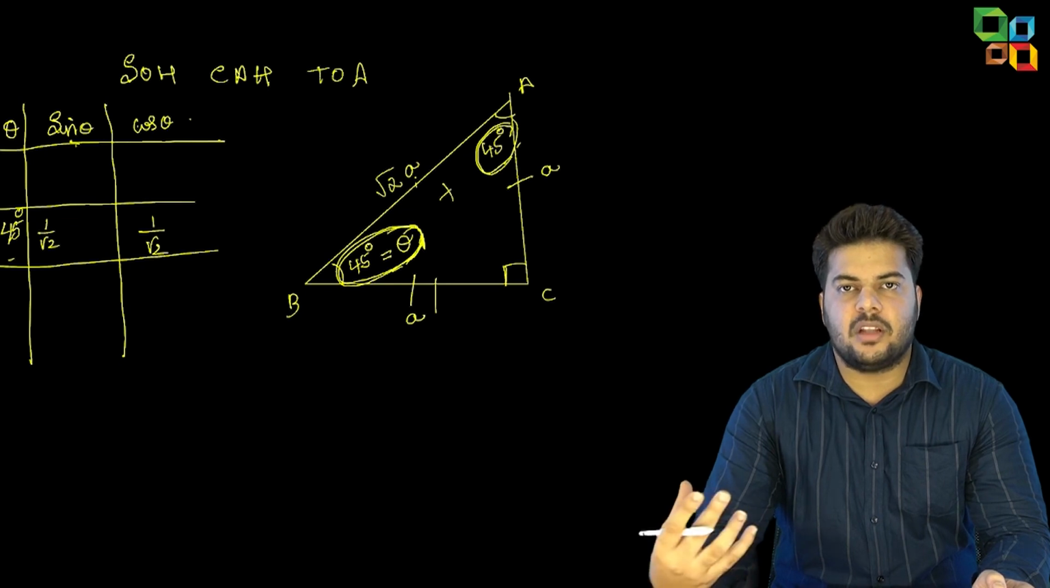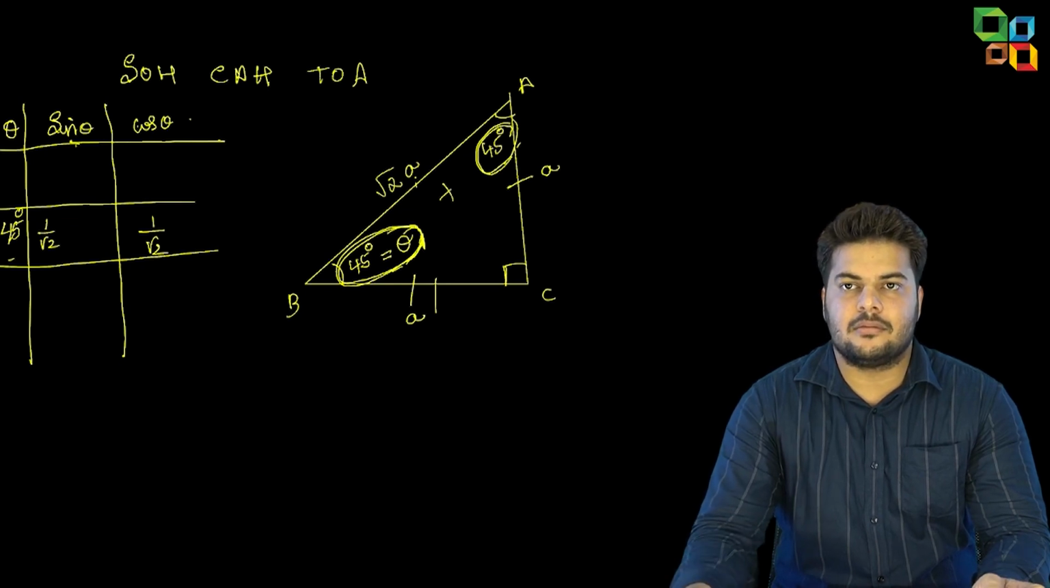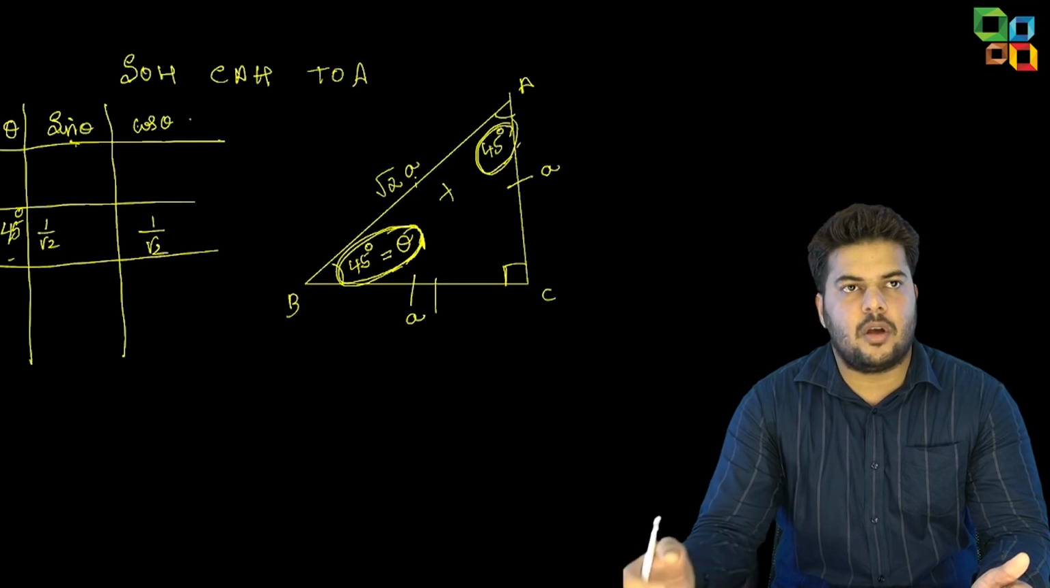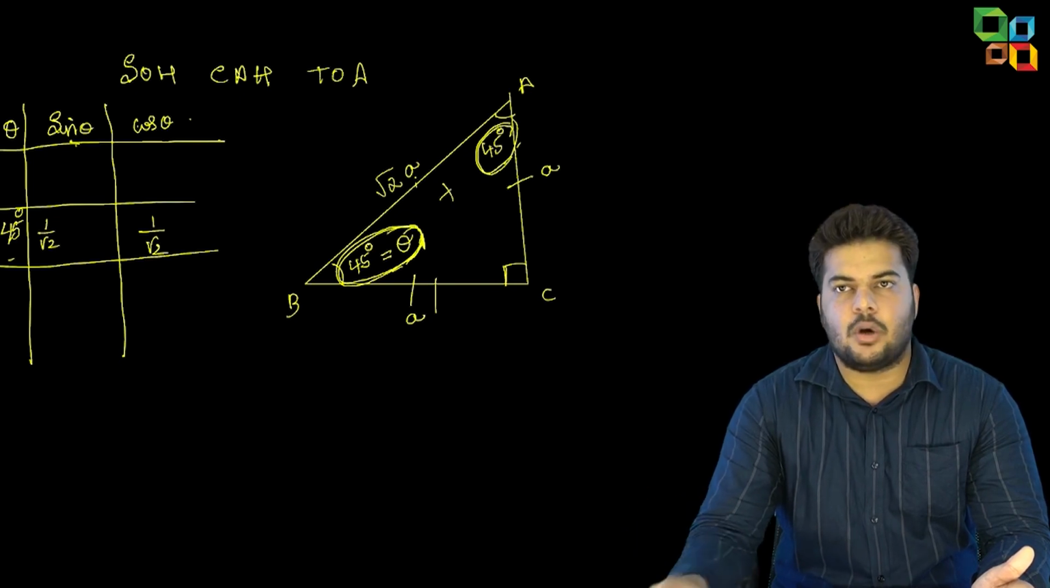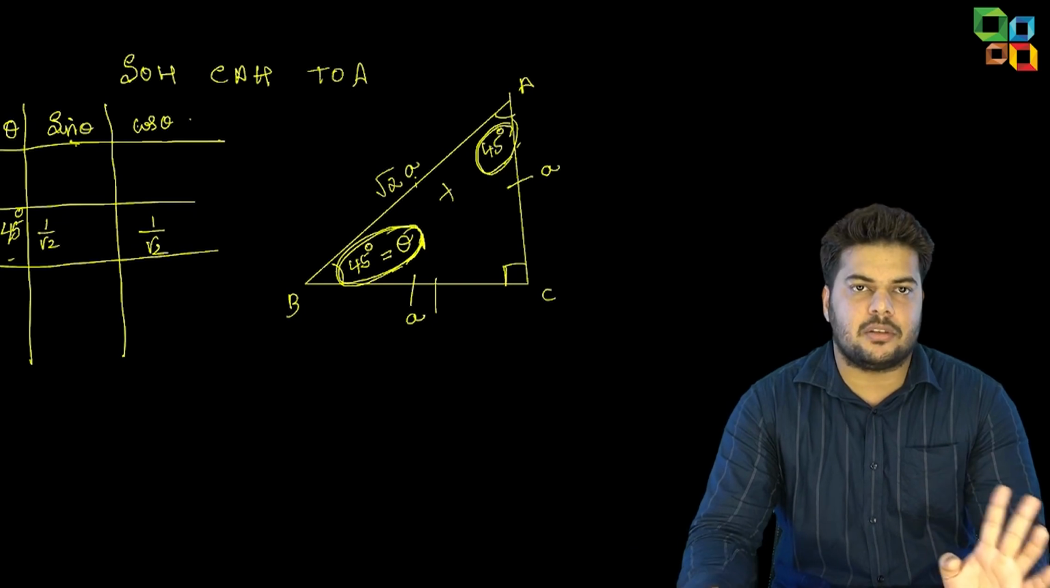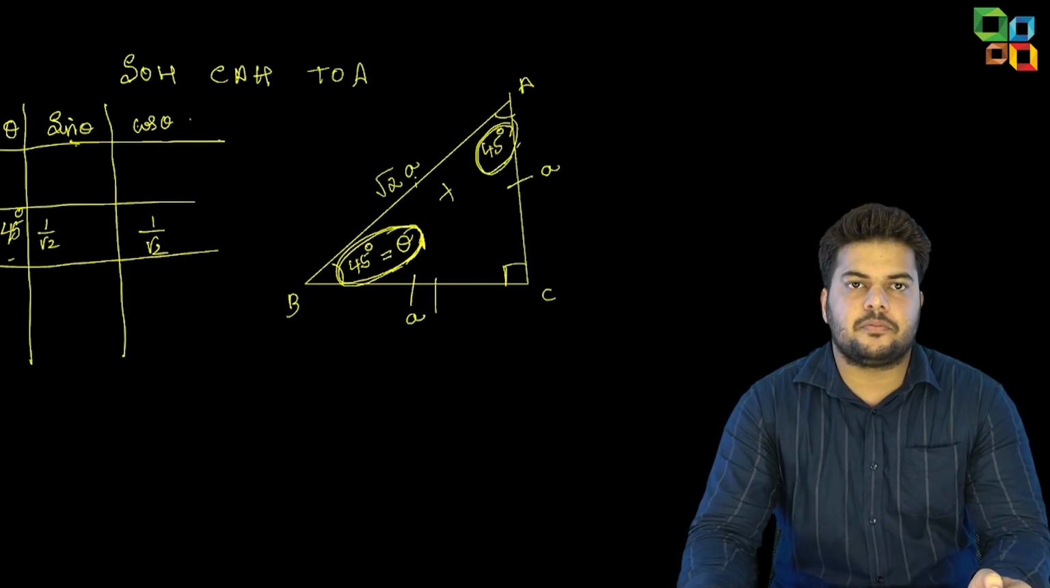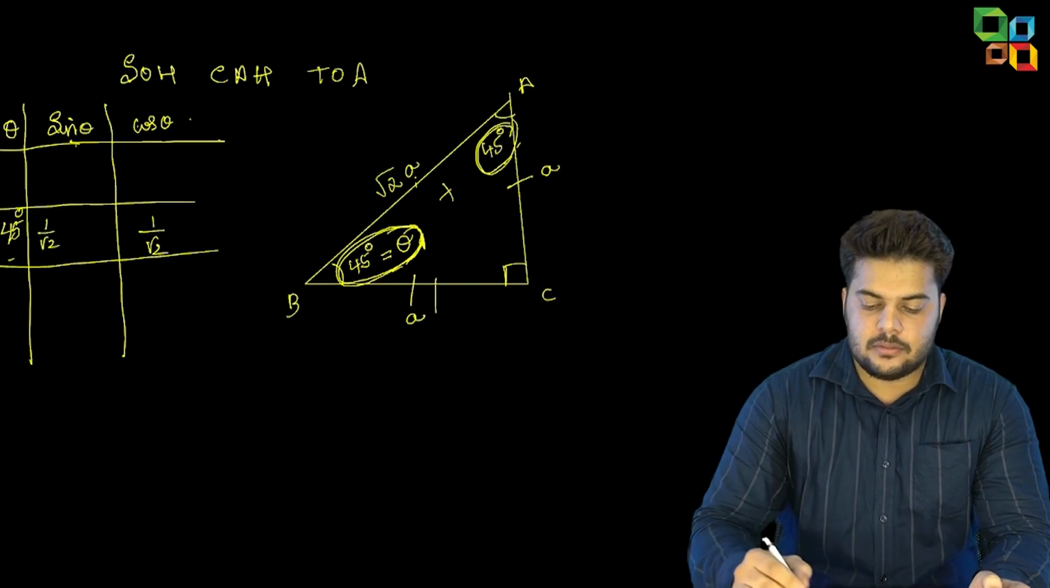So all you need to remember is one ratio basically, sine theta. Then you have cosine, which is the complementary of sine. Then you have tangent, which is sine divided by cos. Then you have cosecant, which is 1 by sine, secant, which is 1 by cos. So all you need to remember is sine theta, that's all. Nothing else needs to be remembered. Okay, what about tan theta?